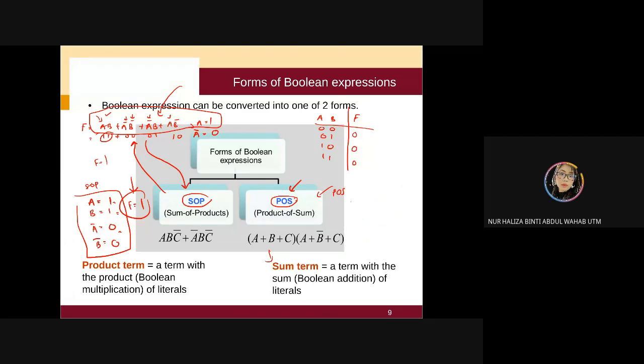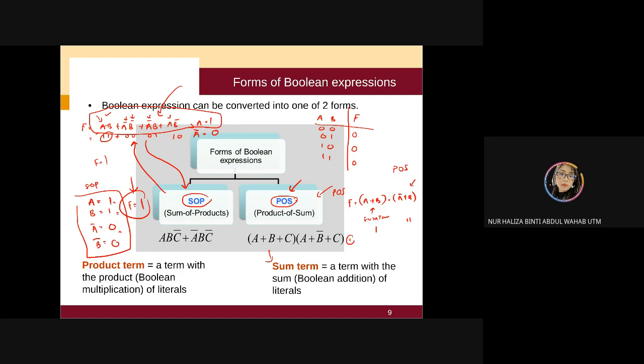I have a POS, okay? Let's say I have F equal to (A plus B) multiply (A bar plus B). Okay, finish. This is my POS. Later I will show you how to look into POS and SOP. From here, I get this as term 1, a sum term, and then this is term 2.